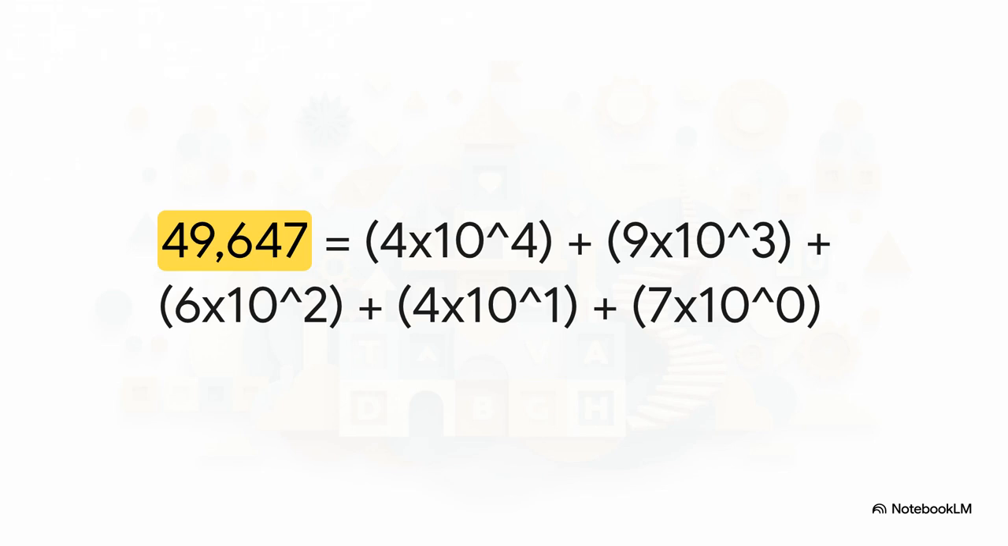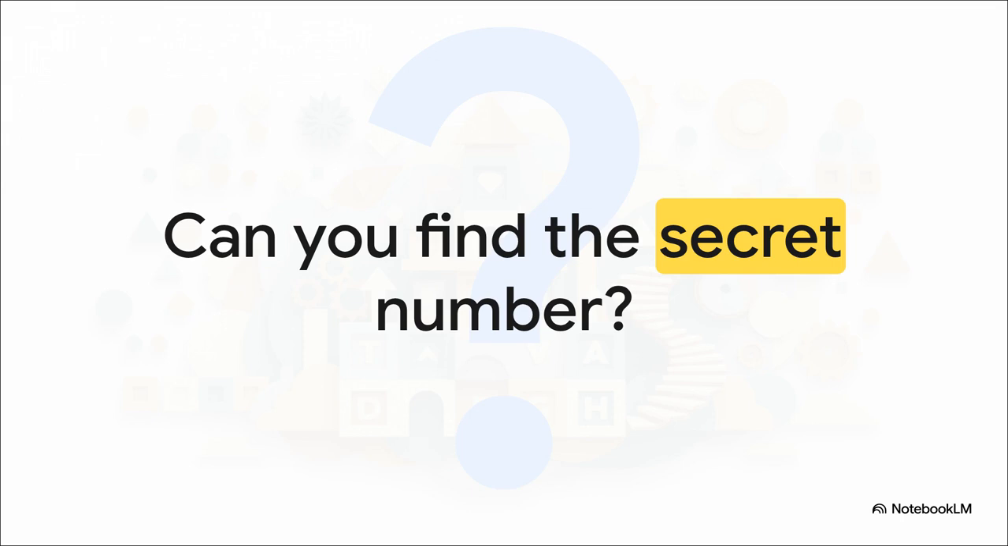Instead of writing out 10,000, we wrote 10 to the power of 4. So it's open bracket, 4 times 10 to the power of 4, close bracket, plus 9 times 10 to the power of 3, plus 6 times 10 to the power of 2, plus 4 times 10 to the power of 1, and finally plus 7 times 10 to the power of 0. And always remember, 10 to the power of 0 is just 1. If you can write a number out like this, you have fully grasped a very advanced and highly rewarded topic for your exams. Okay, I've got one final, exciting test for you before we wrap this up.